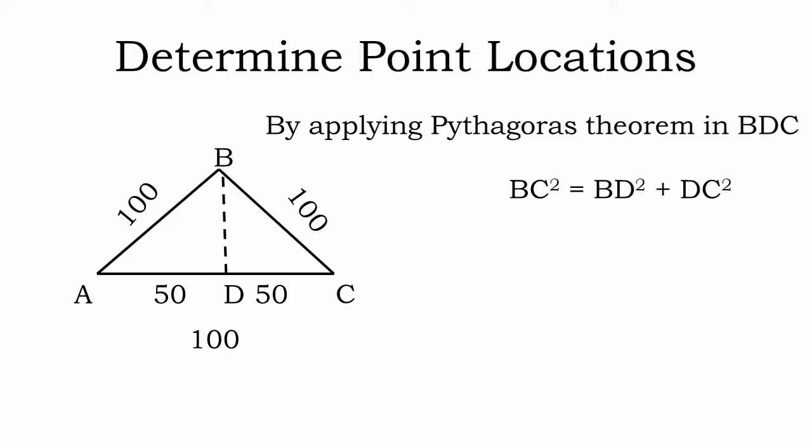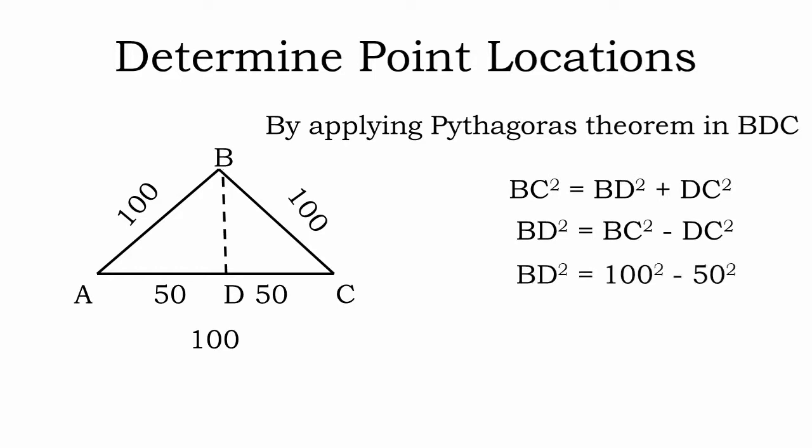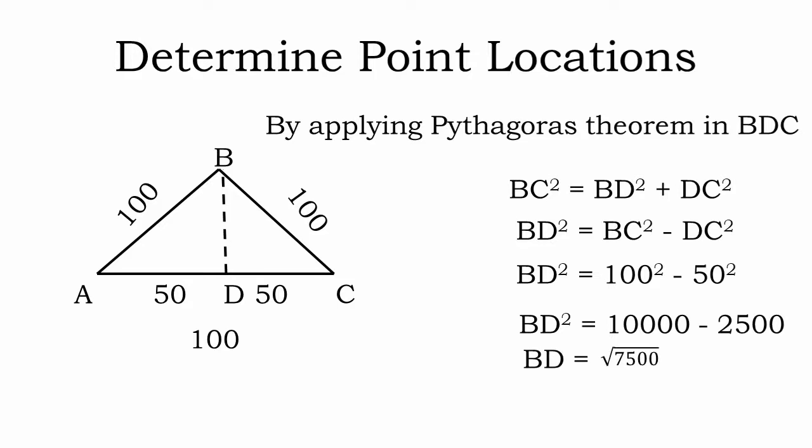BC square is equal to BD square plus DC square. I want to find out BD, so I'm going to bring BD to this side. BD square is equal to BC square minus DC square, or CD square, whatever it is. It's going to be 100 square minus 50 square, which will be 10,000 minus 2,500. That's going to be 7,500.